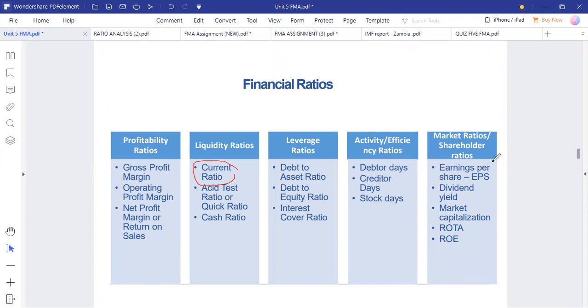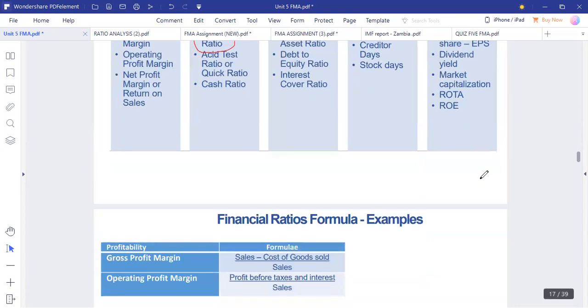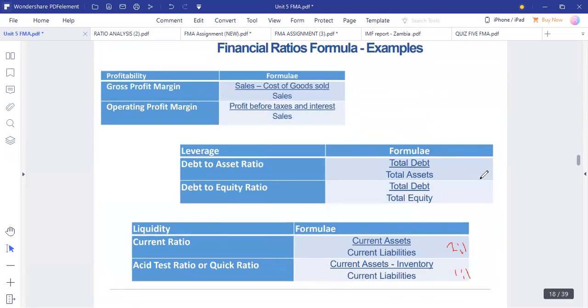So with those ratios being mentioned, we are now going to look at some of the formulas. These formulas need to be with you at heart. The gross profit margin is simply the gross profit over sales, because sales minus cost of goods sold gives us gross profit, times 100. Then we also have the operating profit margin, which is the profit before interest and tax over the sales.